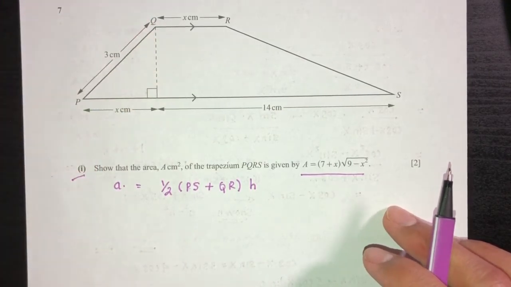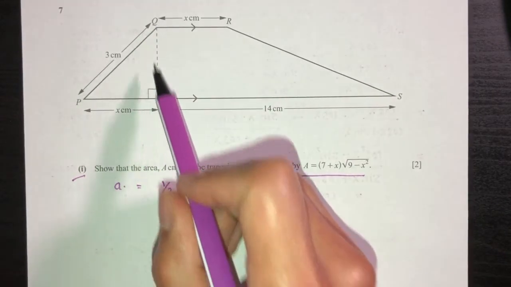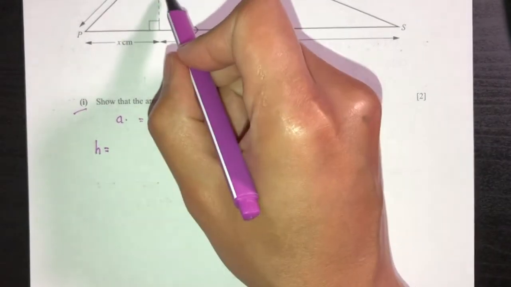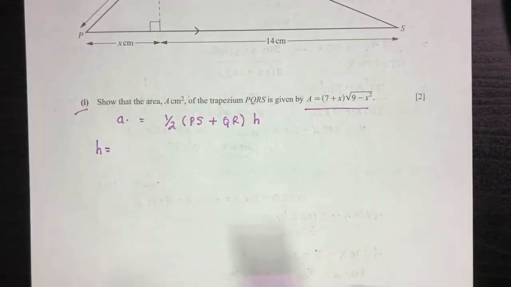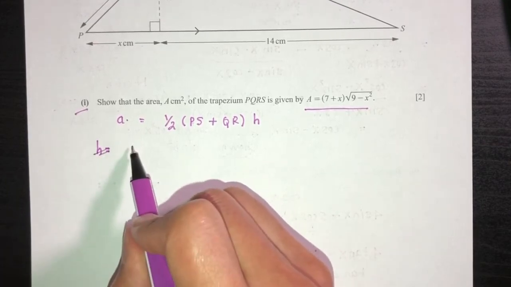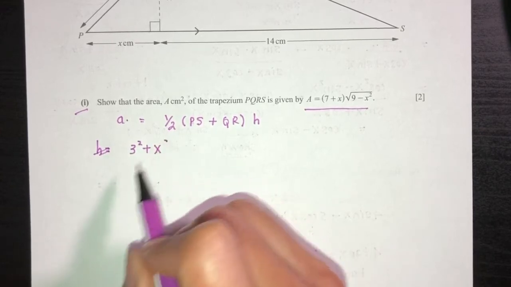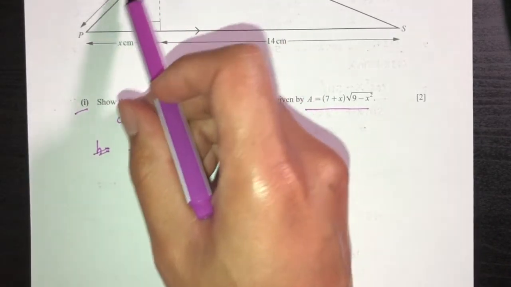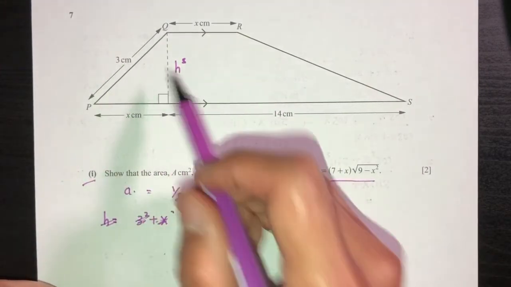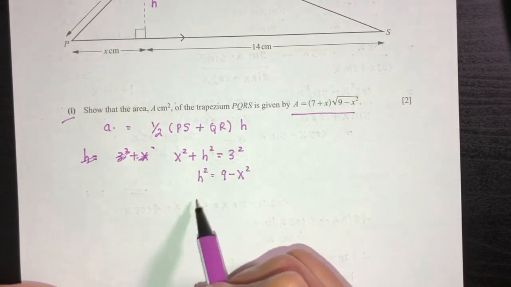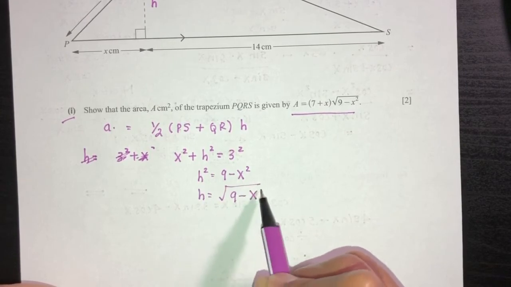So what is this height? If you observe, we have triangle P, Q, and this point is a right angle triangle, so we can find the height pretty easily. Let's call this height H. So let's find the height. We know that 3 square plus x square. No, actually it's not 3 square. These two sides, so that will be x square plus h square is equal to 3 square. That is your Pythagoras theorem for this right angle triangle right here. Now let's simplify. You will have h square is equal to 9 minus x square. So h is equal to root of 9 minus x square.